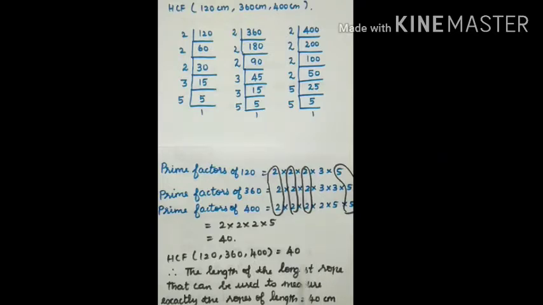Therefore, the length of the longest rope that can be used to measure exactly the ropes of length equal to 40 centimeter.